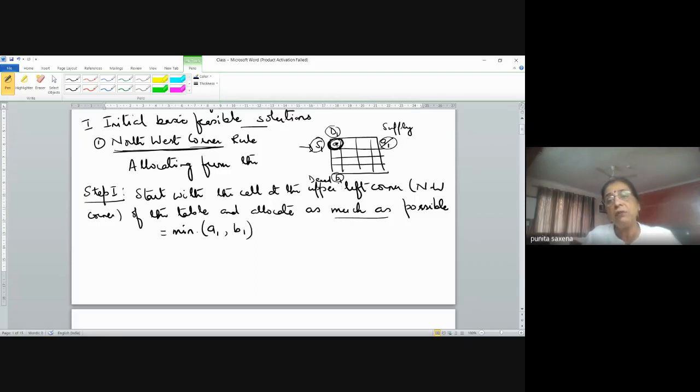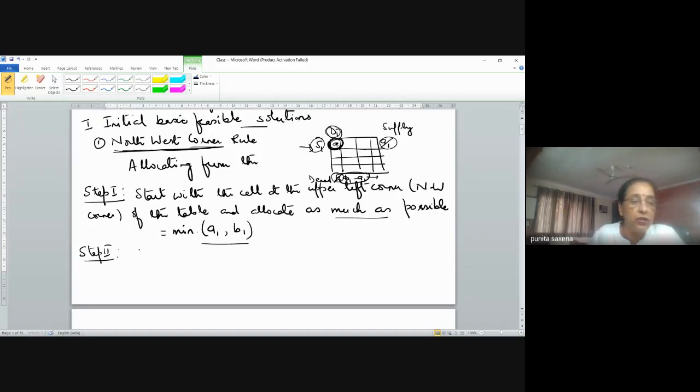How much has this first destination received? Out of B1 required, it has received only A1. So how much is left? B1 minus A1. That much demand now needs to be met with some other suppliers. So once we have made the allocation equal to the minimum of A1 and B1, let's write it properly.